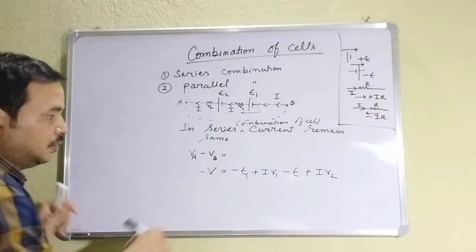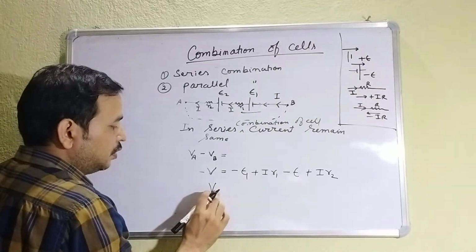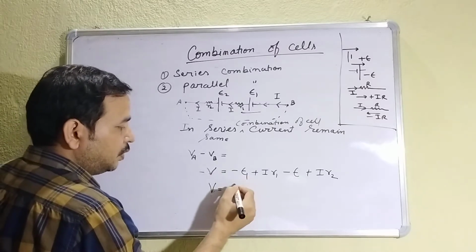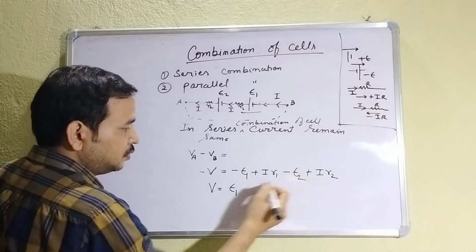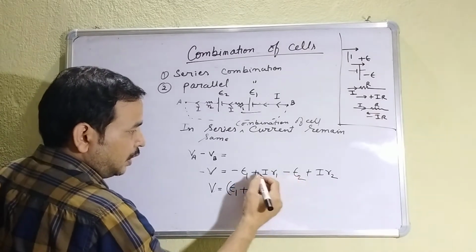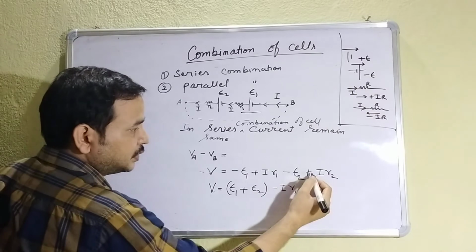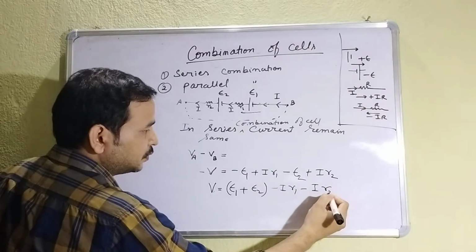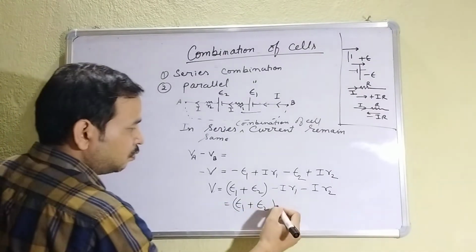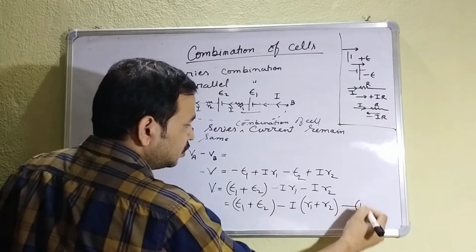Now if you take common, you can see the potential difference between A and B. Better to write only the magnitude of the potential difference, the minus will cancel out. So if you take minus common, this is E1 and this is E2, and when you are taking minus common, this will become plus, this will become minus, and this will also become minus. So the formula is like this: E1 plus E2 minus I (R1 plus R2), equation 1.